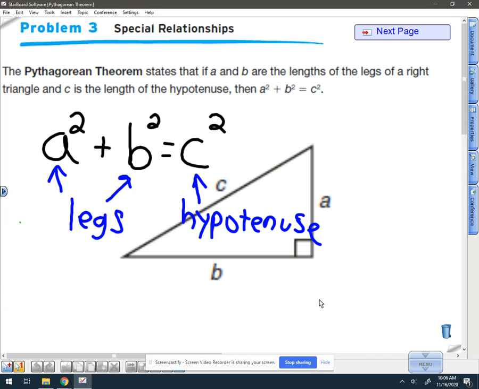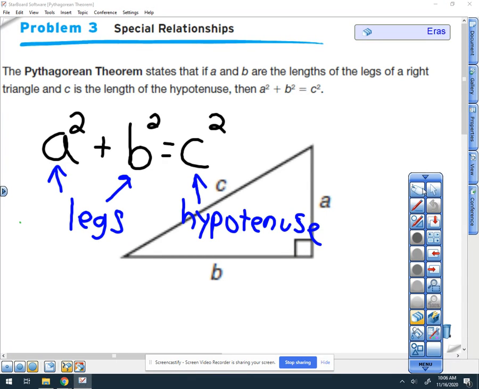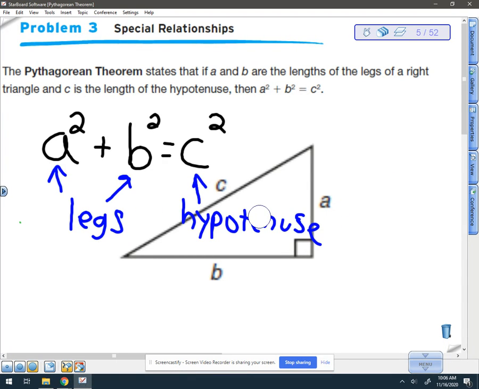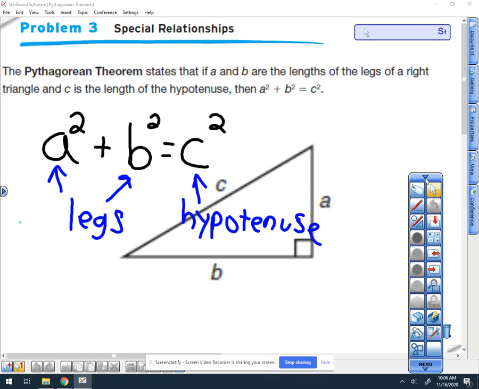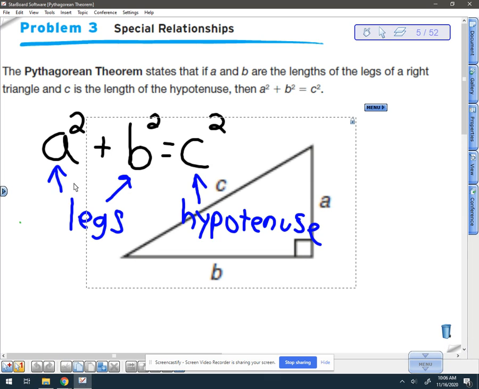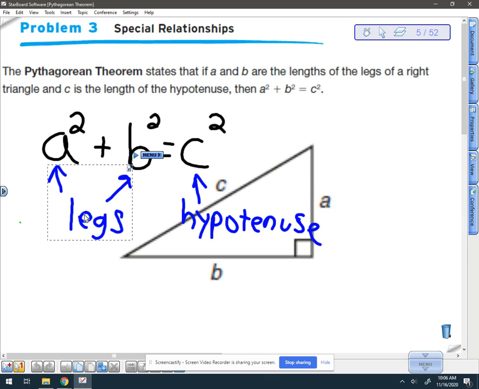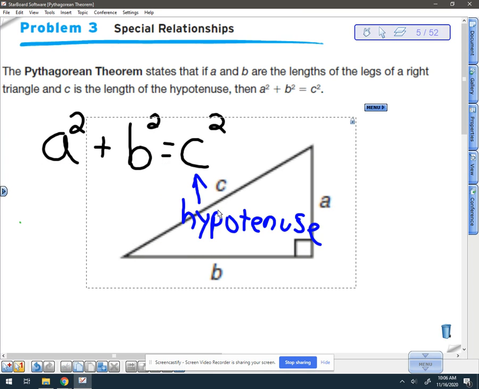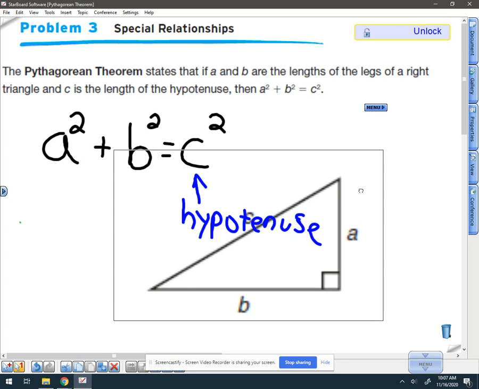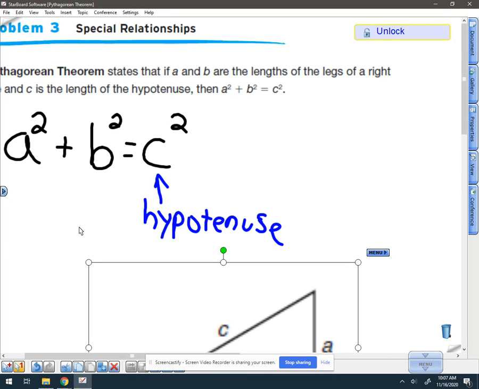All right, so if we look, here is our formula that we're going to use. So let me unlock, delete this for us, unlock, move that down here.